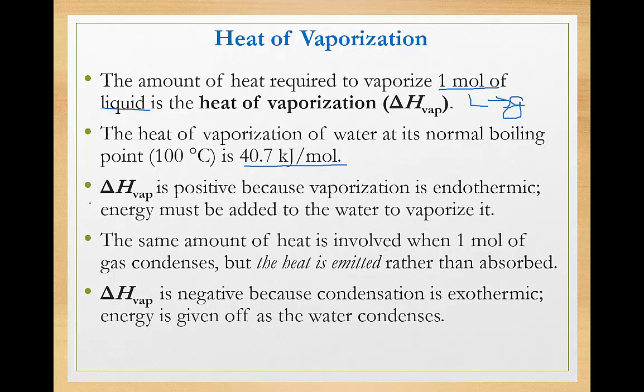So remember, when we look at energies, if it is endothermic, it's a positive number. That means heat's being absorbed. If it is a negative number, that's the amount of heat being released. That would indicate exothermic. So the same amount of heat would be involved going from gas to liquid when gas condenses, but heat's emitted rather than absorbed. So the heat of vaporization would be the heat of condensation. Okay, heat of vaporization is negative going from gas to liquid.